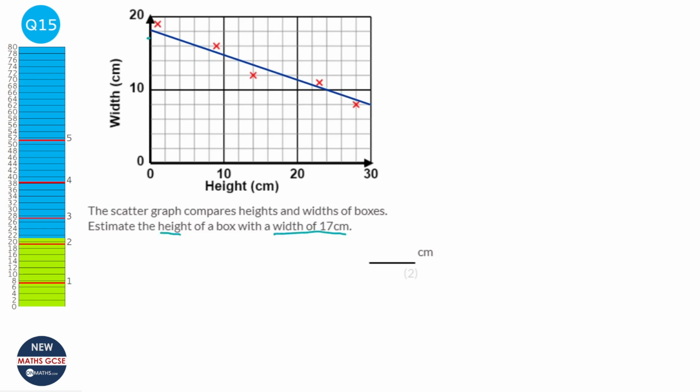So 17 is here. So the width of 17 will be a line across, let's try and get this just right, line across there. And what we do is we draw a line down when it hits the line of best fit. Now looking at the scale here, this seems to be going up in 2s. And so this line here would be at 3.